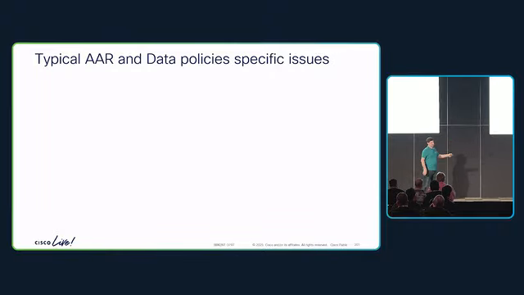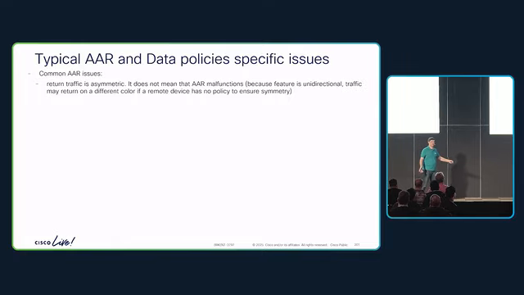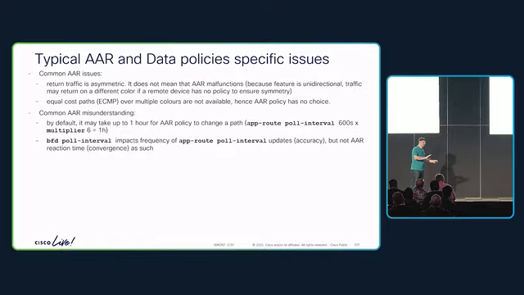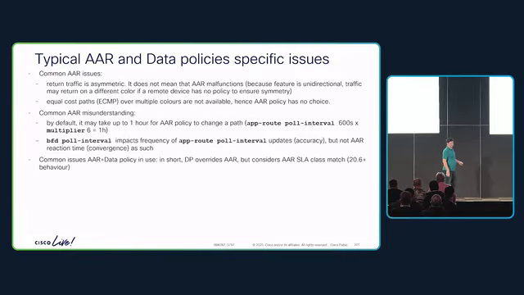About application-aware routing and data policies, common issues. Return traffic is asymmetric. You have an approach with show application forwarding cflow flows to verify if traffic is symmetrical or not. Equal cost multipath is not there, hence application-aware routing policy can select different paths. This is also typical common mistake. And misunderstanding from application-aware routing policy. Sometimes you think that the policy does not react quick enough. This is because of configured timers as well. It may take up to 1 hour. You may think that BFD poll interval may change the situation, but it affects only frequency, but not the reaction time.